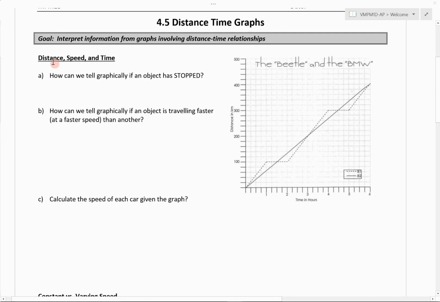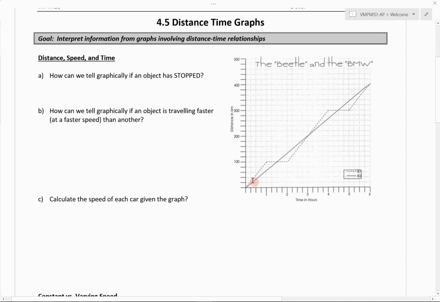So here's distance, speed, and time. Part A, how can we tell graphically if an object has stopped? So if you're looking at a graph, how do you know an object has stopped? If you have an object moving and the x-axis is time, and you have a certain distance in kilometers, it's moving away from a starting point. If you look at B1, the dotted line, or B2, the solid line, B2 just goes straight up. It doesn't make any changes in the line. Straight line, meaning consistently as time moves on, the distance is moving away at a constant rate.